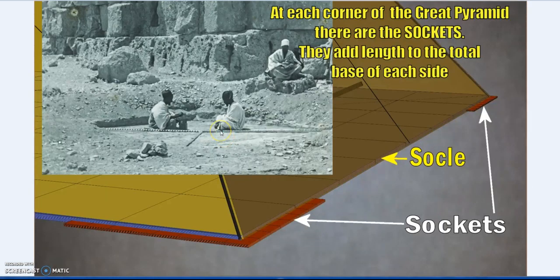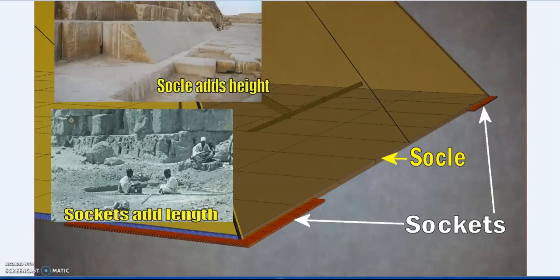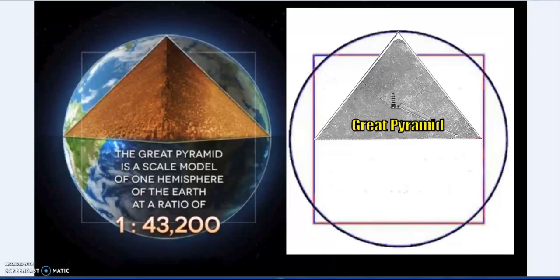So those are the sockets at the corner. They add on each side, so 2 foot on this side, 2 foot on that side, roughly speaking. The sockets add length to the base. The socle adds height to the top. And to scale the pyramid to the size of the Earth, you need to include these things.